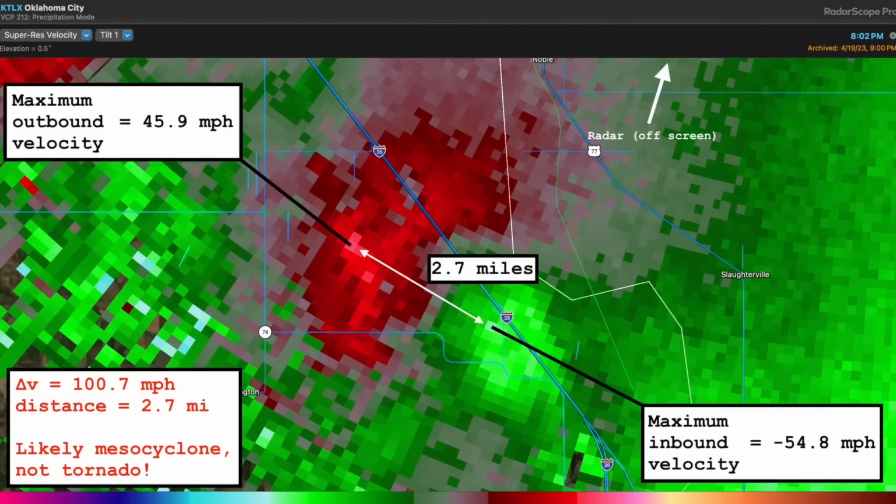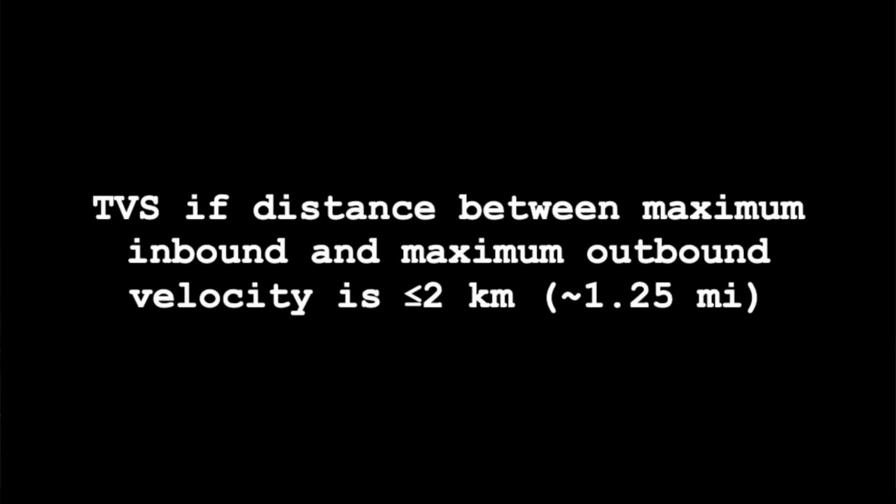For example, if a rotational signature close to the radar meets the TVS criterion of a 100 mile per hour delta V, but the distance between the maximum inbound and maximum outbound pixels is several miles, you may only be observing a mesocyclone rather than a tornado. Generally, when the distance between the maximum inbound and maximum outbound pixels of a couplet is less than or equal to about 2 kilometers, about 1.25 miles, you are dealing with a TVS. This should not be considered a hard and fast threshold, as there are many exceptions, but it's at least a general rule of thumb to utilize when out in the field.